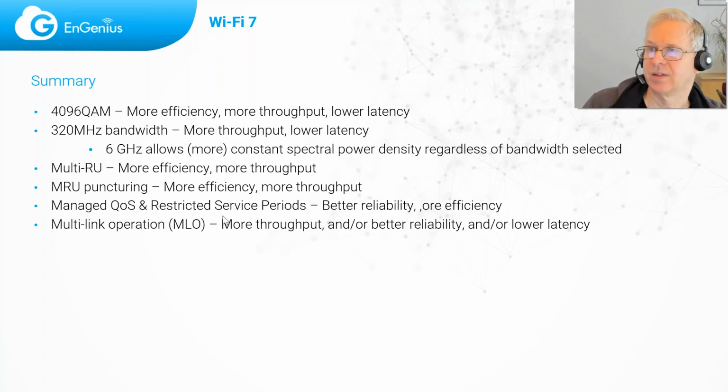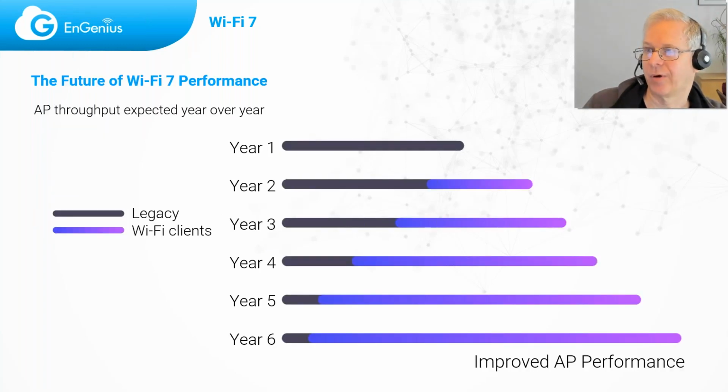So that's a summary. And of course, what we can expect is that with Wi-Fi 7, the performance on 6 gigahertz is already pretty high from the start. But for the 2.4 and the 5 gigahertz, as more clients come in with Wi-Fi 7 support, we can expect that there will be an improvement over time.